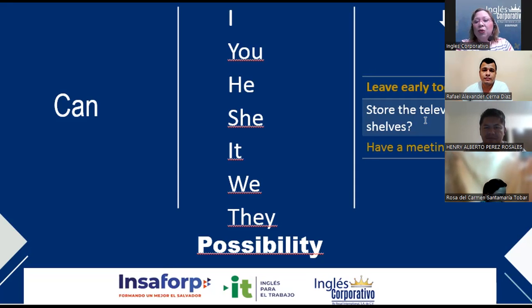Then, can you store the televisions on shelves? Can you store the televisions on shelves? Let's remember, can you store, es el verbo almacenar, okay? The televisions on shelves. Is there any other way to store these kind of products that is a better option than shelves? That's what we are asking for. Eso es lo que estamos preguntando, right? Maybe the shelves is the best option in that warehouse, for example, right? Avoiding floods, avoiding every other kind of things that can spoil these televisions. Maybe they can get broken. So we are asking, can you store the televisions on shelves? Yes, you can, right?